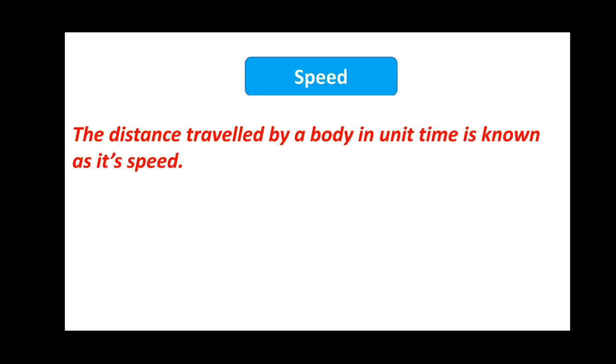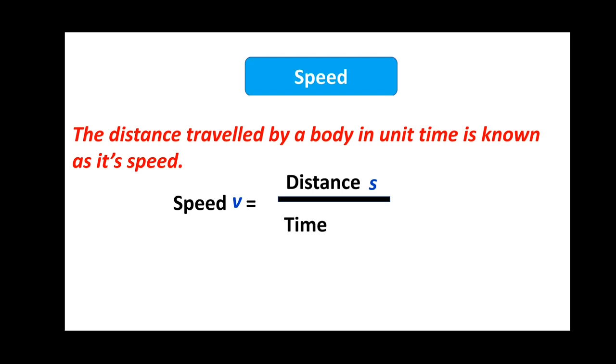So we can write it in the mathematical formula, that is speed is equal to distance traveled divided by unit time. We will be representing speed with the letter v, and this v should be in small letter, and distance using the small letter s and time using the small letter t. So using symbols, we can write the formula for speed as small letter v is equal to small letter s divided by small letter t.